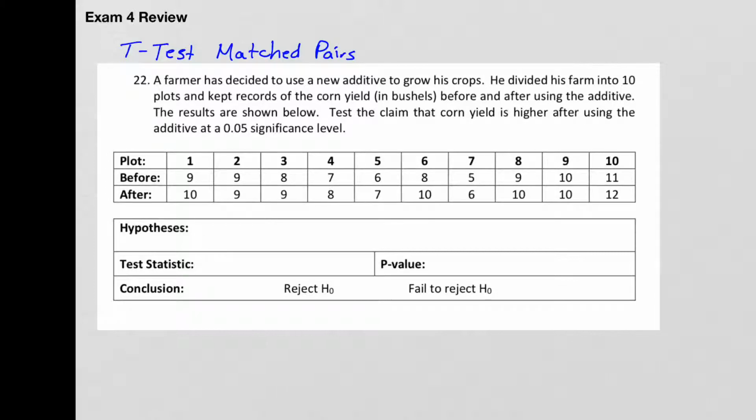Now, when I do a t-test with matched pairs, I know that my null hypothesis is always going to be mu sub d equal to 0. So this is always the case with matched pairs. And I need to figure out my alternative hypothesis. That's going to be mu sub d and something with 0. So is it greater than, less than, or not equal to? That's what I have to decide now.